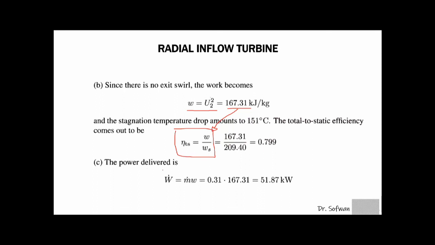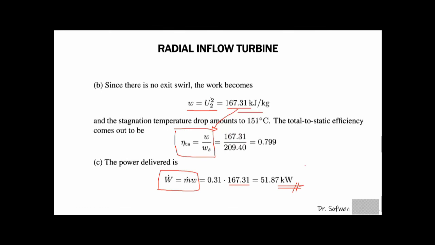And lastly is the power delivered by the turbine. The power delivered by the turbine can be calculated using this equation, the mass flow rate multiplied by the work delivered by the turbine. The mass flow rate is given in the question, and the work delivered by the turbine we just calculated here. So 0.31 multiplied by 167.31, we get the power delivered by this turbine is equal to 51.87 kilowatt.